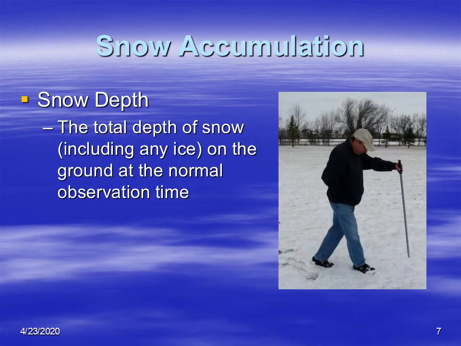Snow depth is the total depth of snow, including any ice, on the ground at the normal time of observation. So snow depth is all of the accumulated snow, and sometimes that's done over the entire season. Actually, most times it's done over the entire season. This is how much snow is on the ground at any particular time.